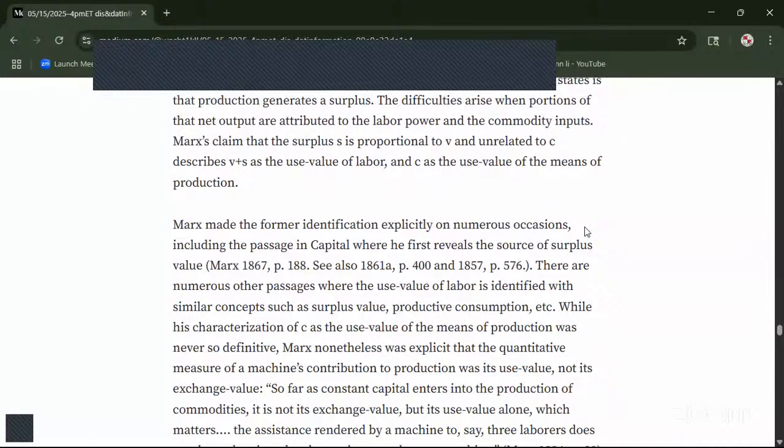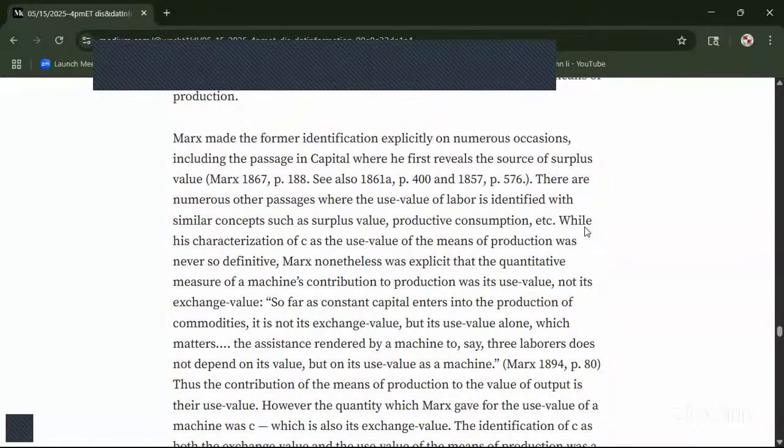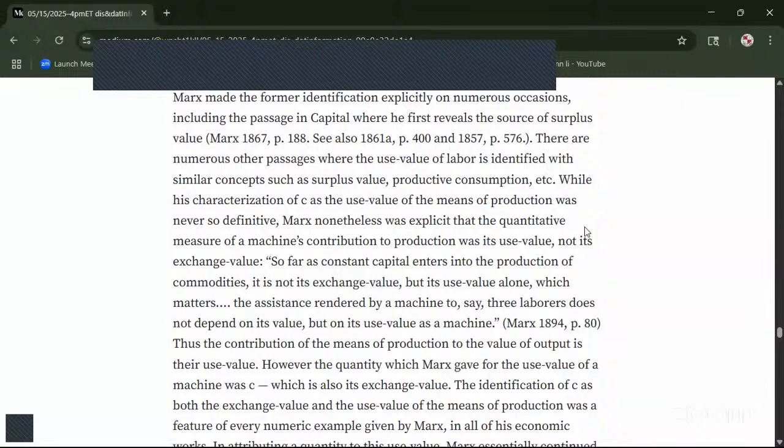Now, it has an exchange value, but, anyway. Quote, so far as constant capital enters into the production of commodities, it is not its exchange value, but its use value alone which matters. And what we're talking about here is the point in the process, right, on the timeline. Anyway, the assistance rendered by a machine to, say, 3 laborers does not depend on its value, but on its use value as a machine, unquote. Now, thus the contribution of the means of production to the value of output is its use value. However, the quantity which Marx gave for the use value of a machine was little c, which is also its exchange value.